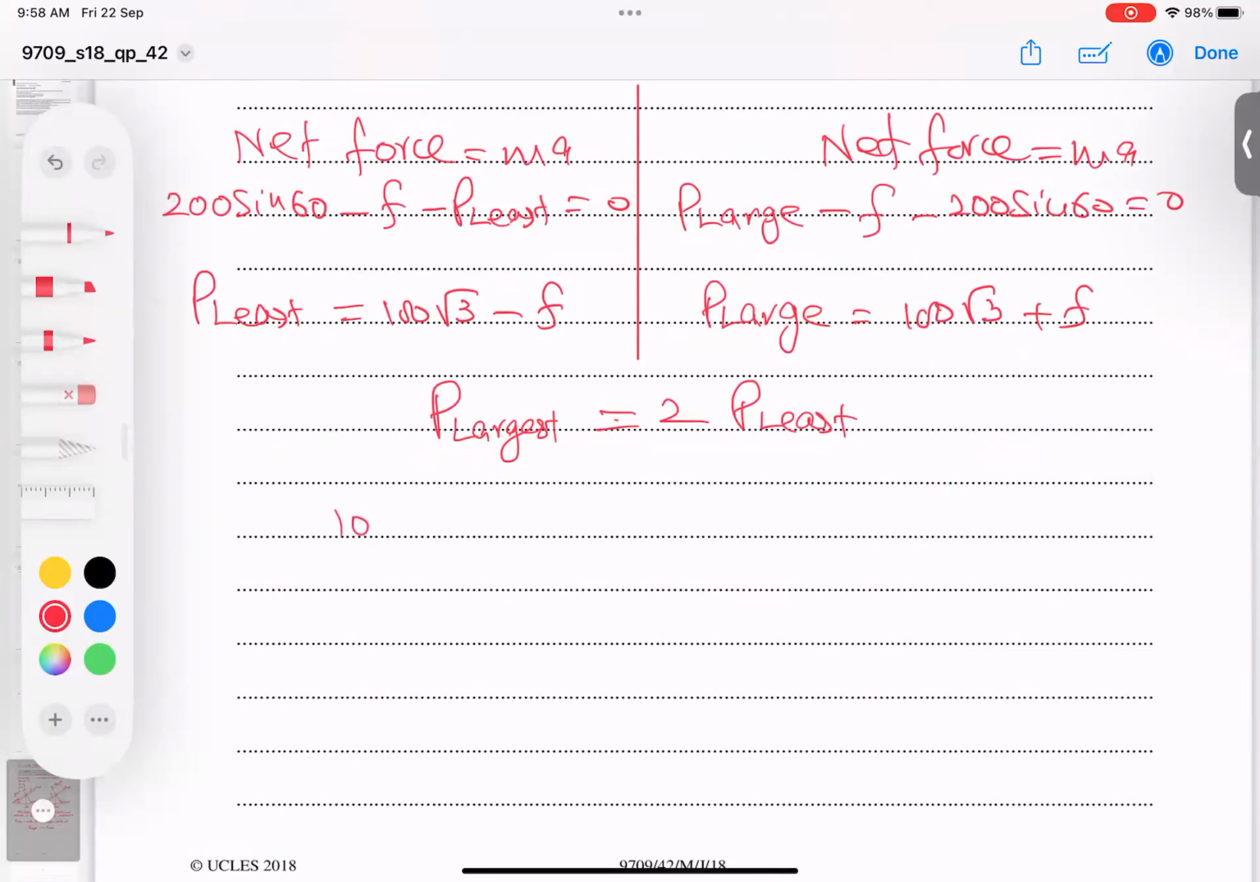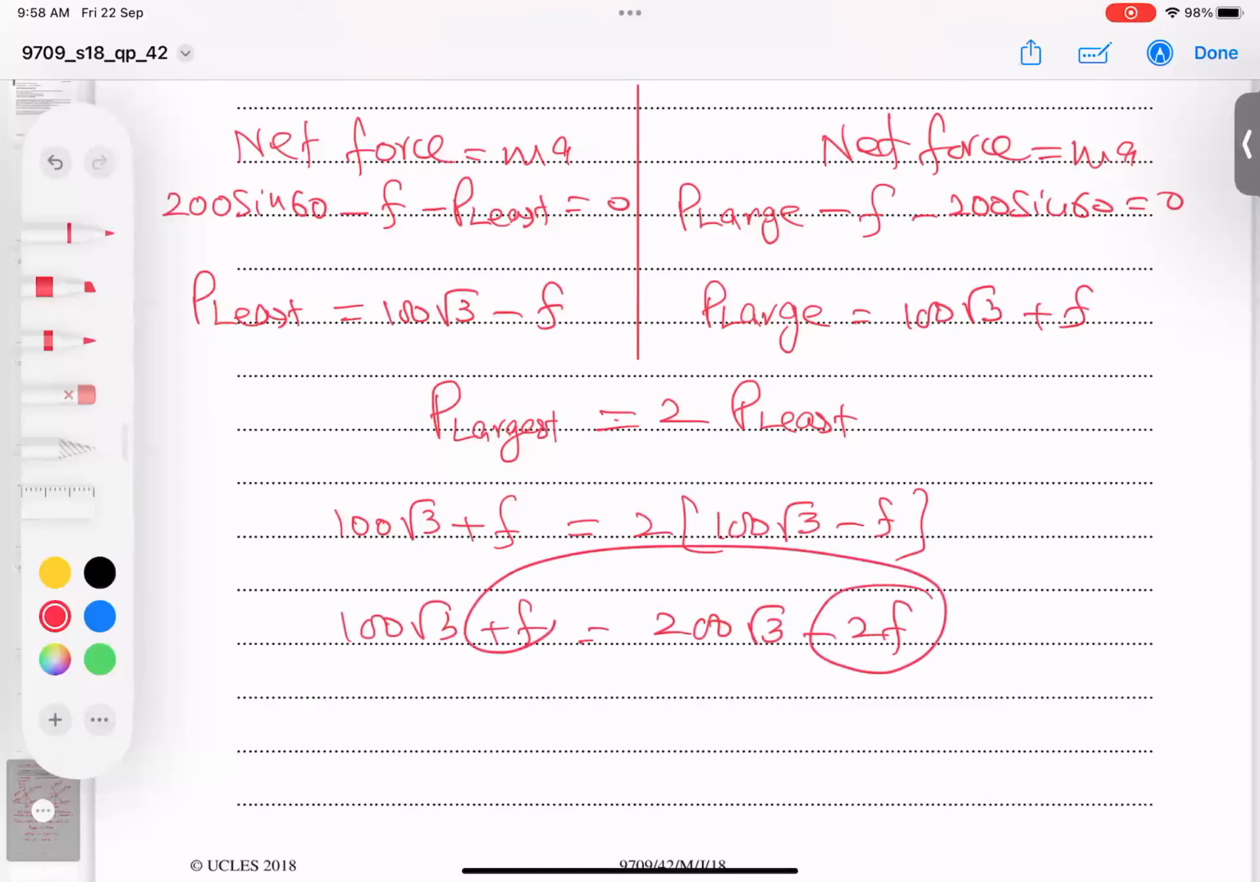So 100 root 3 plus friction equals 2 times this value, 100 root 3 minus friction. So 100 root 3 plus friction is 200 root 3 minus 2 friction. This comes here to become 3 times friction, and the 100 root 3 goes there: out of 200 root 3, subtract 100 root 3, I get 100 root 3.